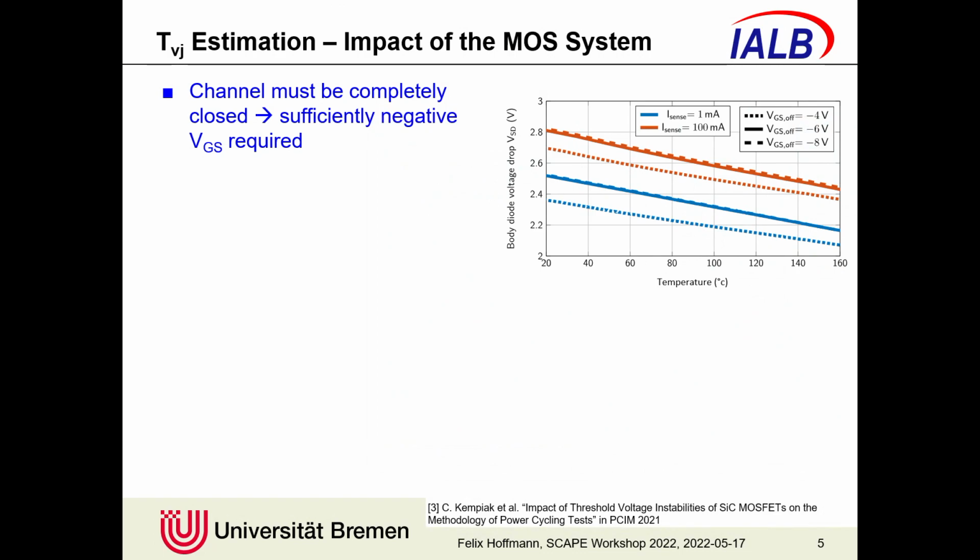For this particular device, you can see that at -4 V, we still have a significant impact of the channel current. Only at -6 volt do you see that a further decrease in gate source voltage does not lead to any significant change in the voltage drop. Now, this, of course, is highly design dependent, so it can be significantly different for different device designs.